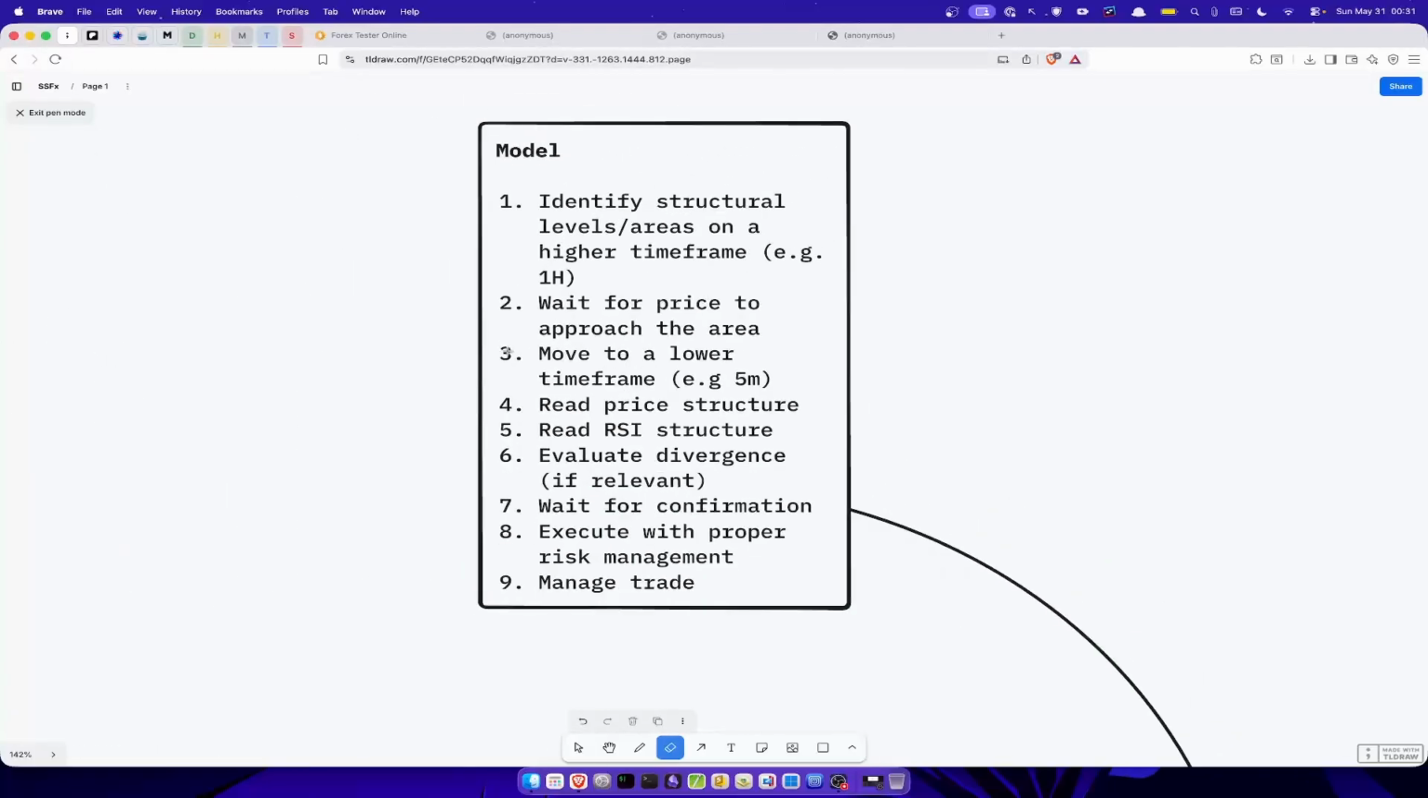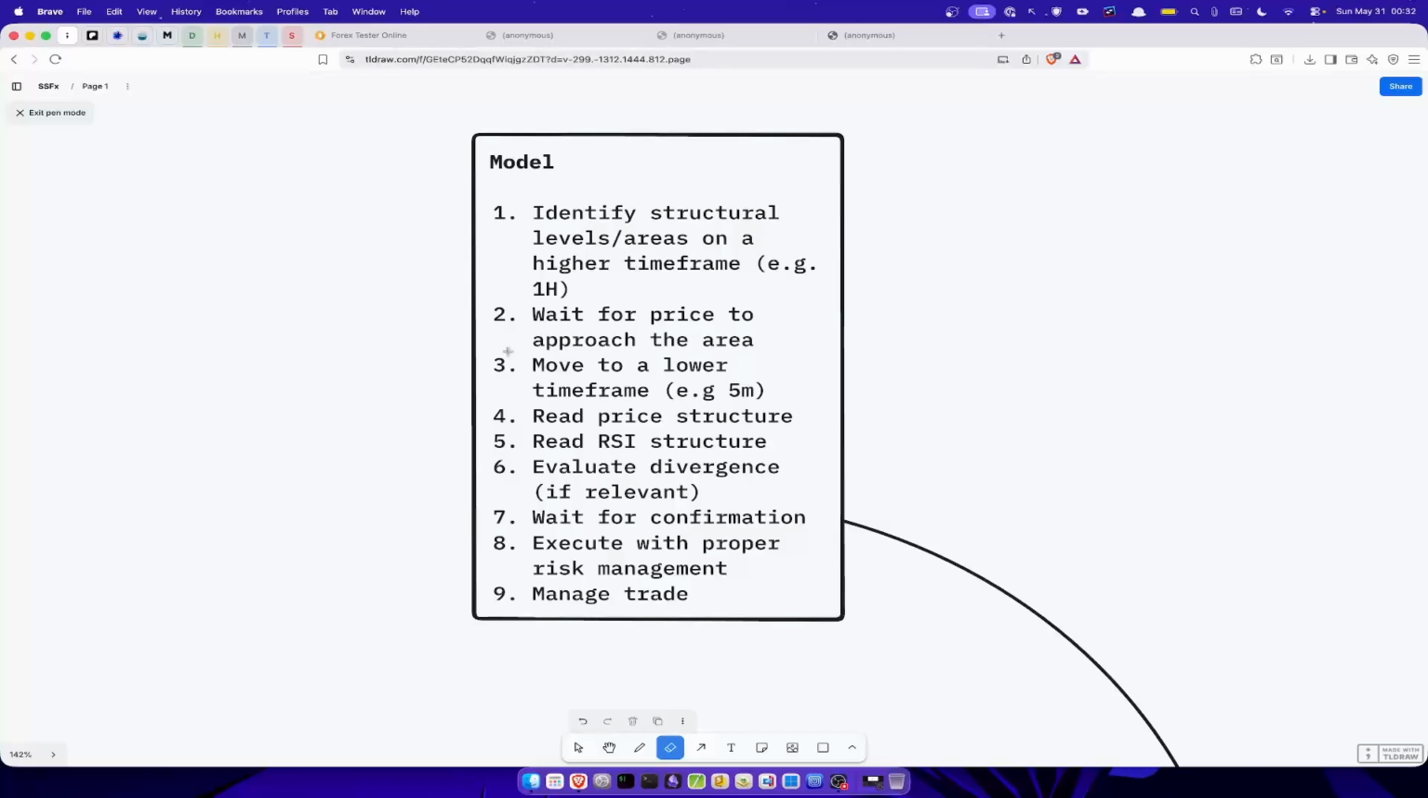Just to jump in so that I stop talking about this theoretically, we have several steps that we go through so that we can decide when and where we take trades. The first step is to identify structural levels or areas in the market. In this case, we're using a higher time frame so that we can later go down to a lower time frame and observe the minute changes in the market as far as momentum and structure are concerned. As an example, I'll be using the 1 hour time frame. Once we've identified the structural levels, we wait for the price to approach those areas.